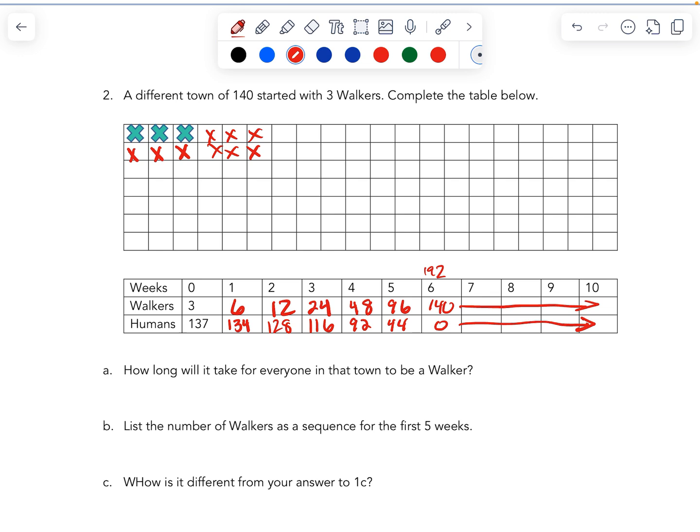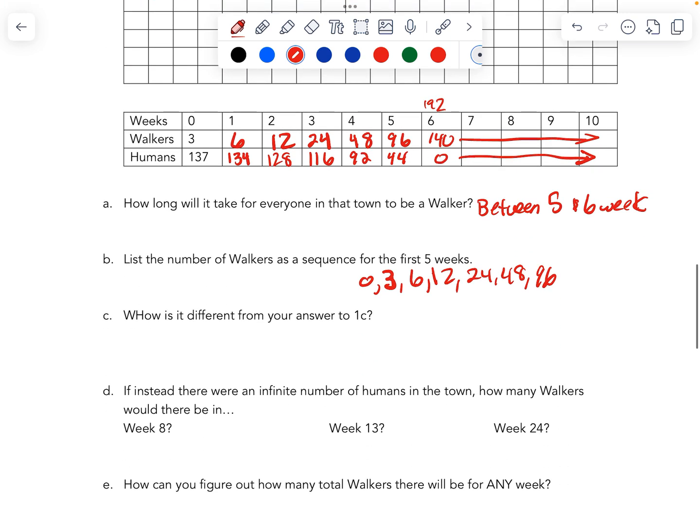So how long would it take now? Between 5 and 6 weeks. List the numbers for the first 5 weeks: 0, 1, 3, 6, 12, 24, 48, 96. How is this different? Well, it starts at 3 instead.